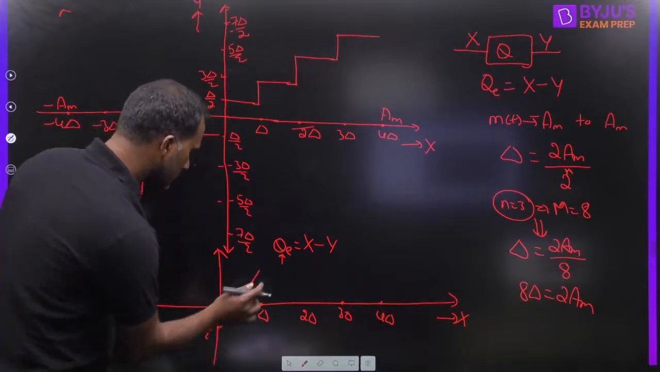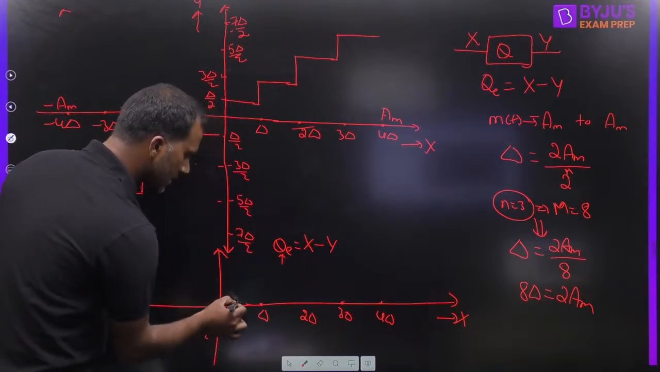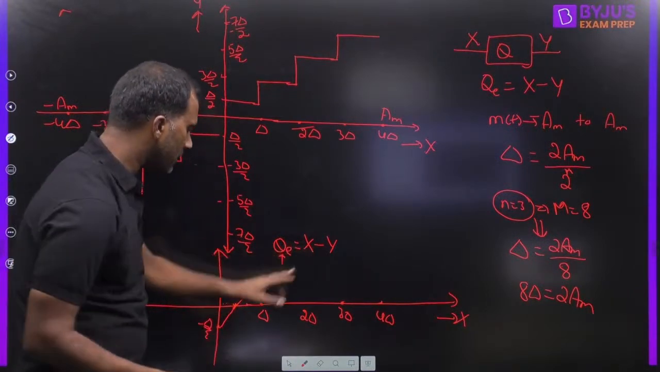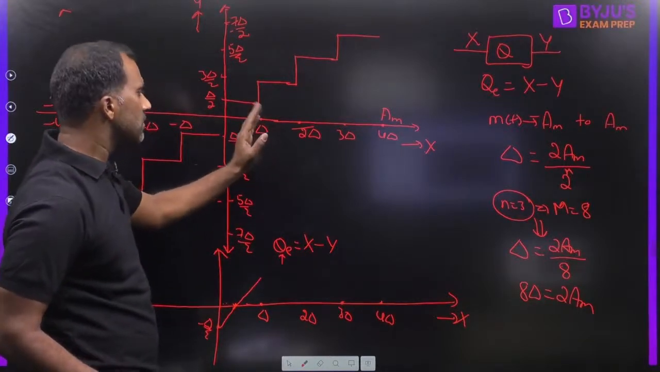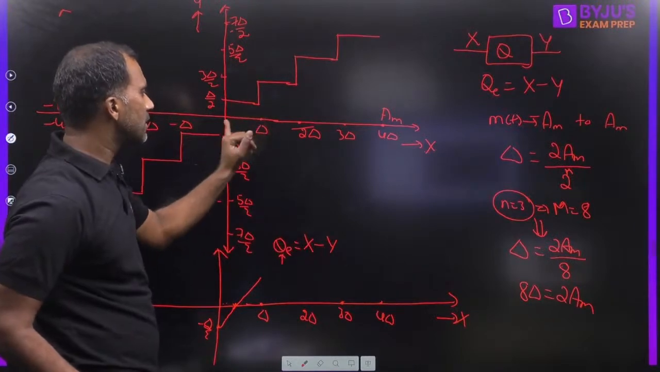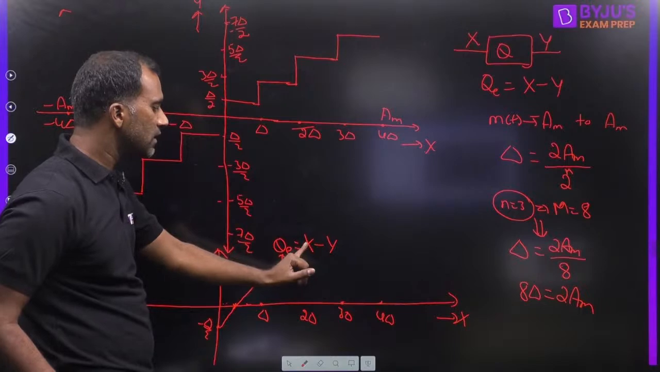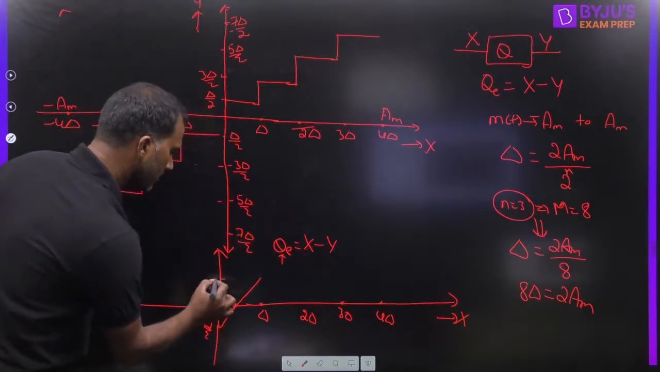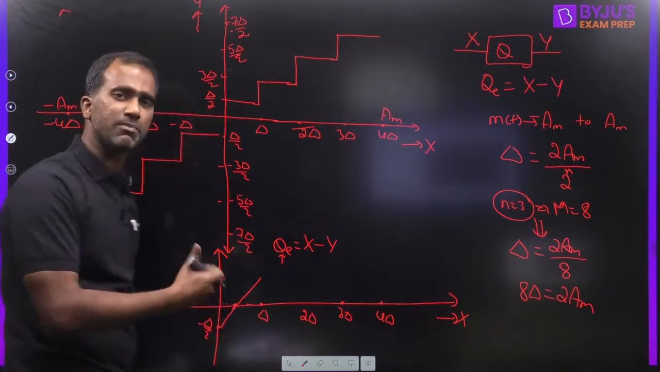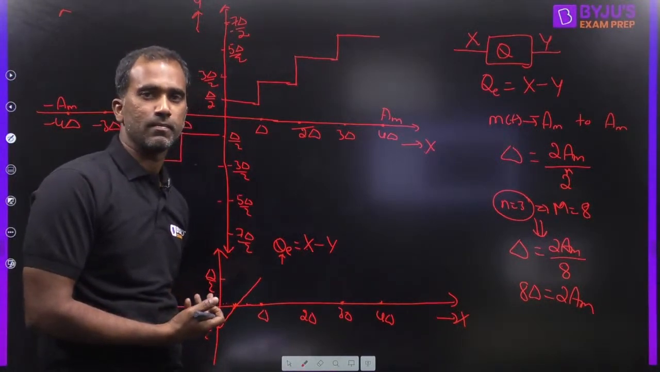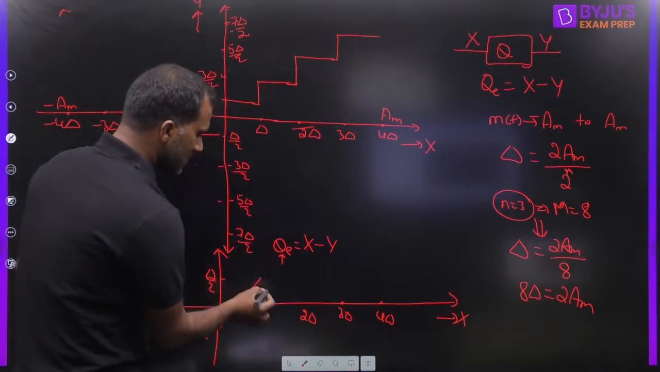Just before delta, what happens? Try to understand carefully. Just before delta, the input is almost delta, but just below delta. So the output will always be delta by 2 in this region. Input is almost delta, and delta minus delta by 2 is delta by 2. So the maximum error possible is at the boundaries. At the quantization boundaries, we get the maximum error. At the midpoint of the quantization region, we get the least error. Right, so that is how it happens.